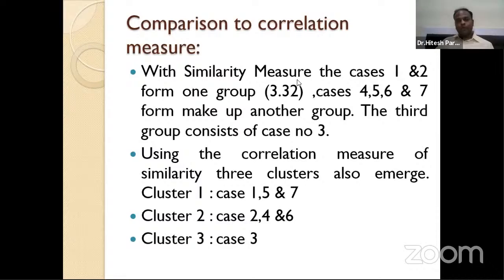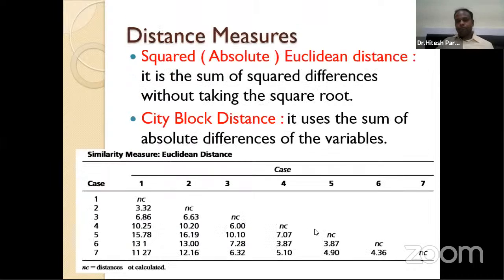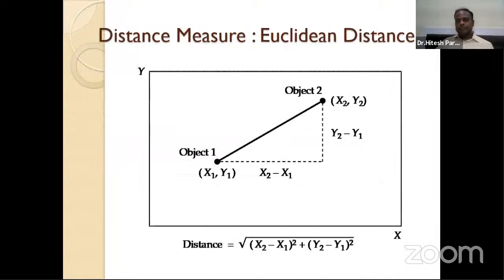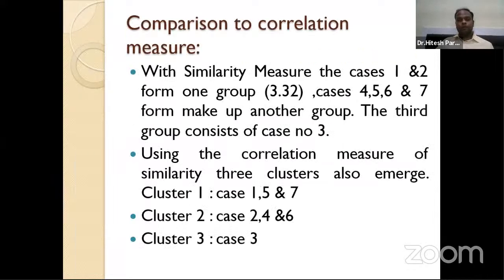So comparing to correlation analysis, I think it is very clear that with the similarity measure, cases 1 and 2 form one group, cases 4, 5, 6, 7 form another group, and the third group is case number 3. If we apply the correlation approach, then 1, 5, 7, 2, 4, 6, and 3. So if we go by this method, 1, 5, and 7 will become one group. So it will be misleading. That is the reason we should not go by the correlation approach.